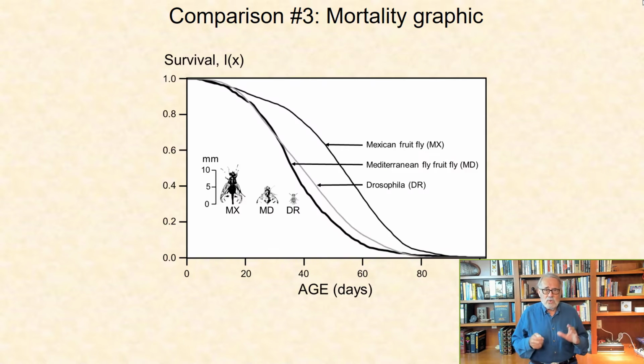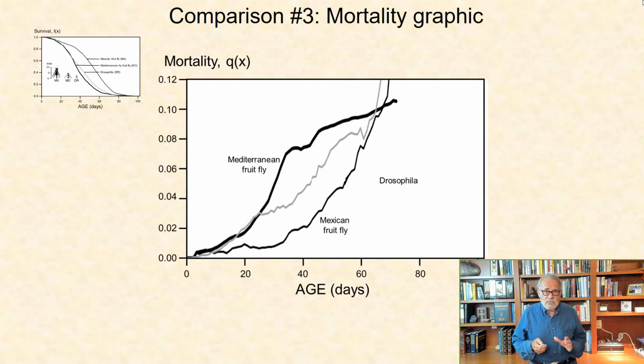Comparison number 3, mortality graph. So underlying survivorship schedules are, of course, mortality schedules for each of the 3 species. You see at the bottom again we have age on the x-axis and age-specific mortality, qx, on the y-axis. The highest mortality occurs in the Mediterranean fruit fly, the lowest in the Mexican fruit fly, and an intermediate mortality for Drosophila. Mortality in all 3 species is low and roughly comparable at the youngest ages.